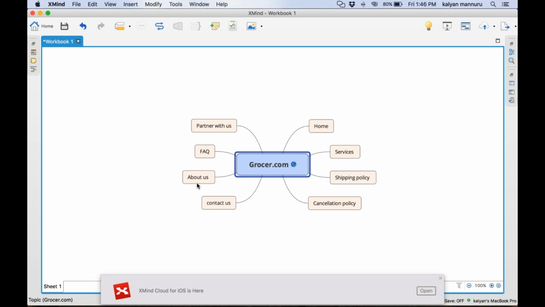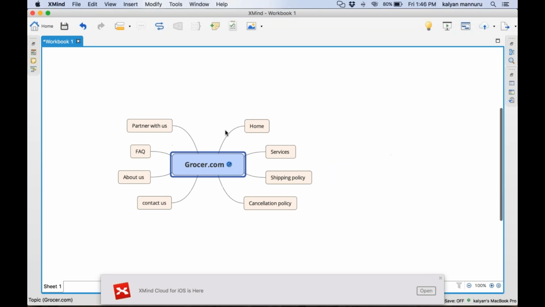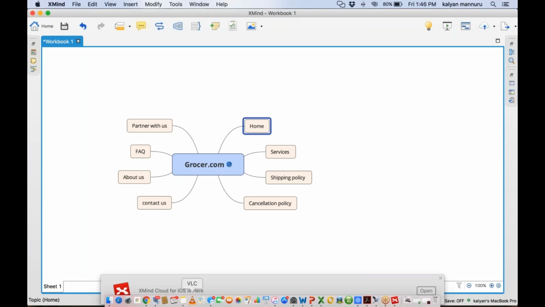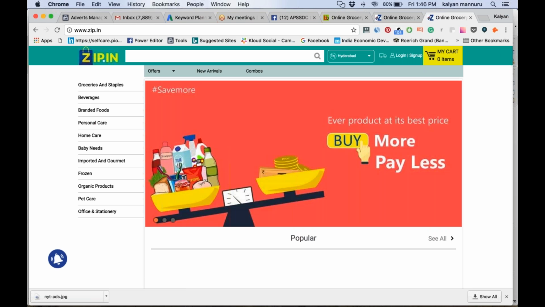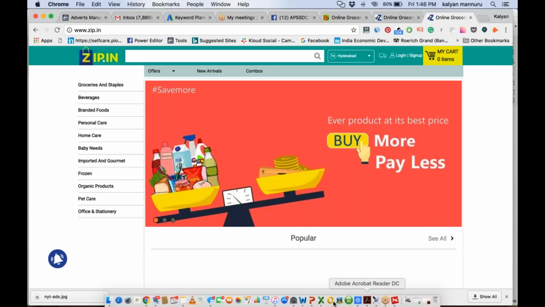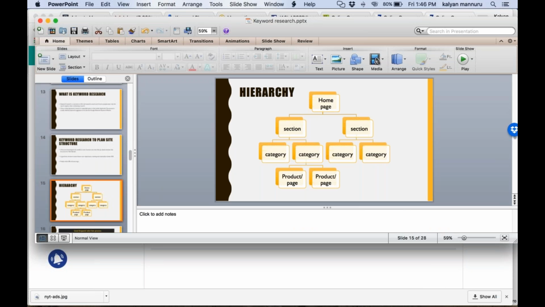So I have planned a few pages: about us, contact us, home, services. Now on home, what do we have? Let's take an example of a few pages that are there. On the home page, on any website that you go to, you usually use the category pages on home. That's what I was suggesting in the PPT also. After the home page, you have category pages or sections.